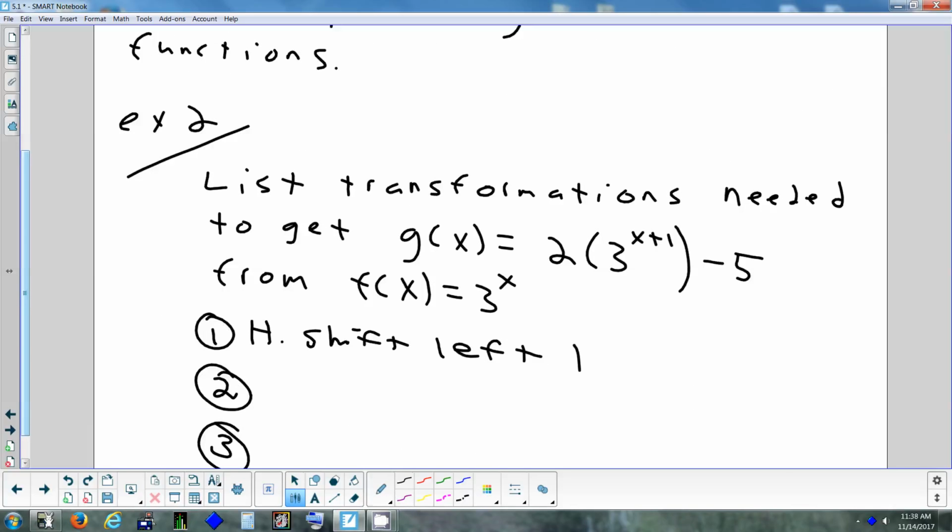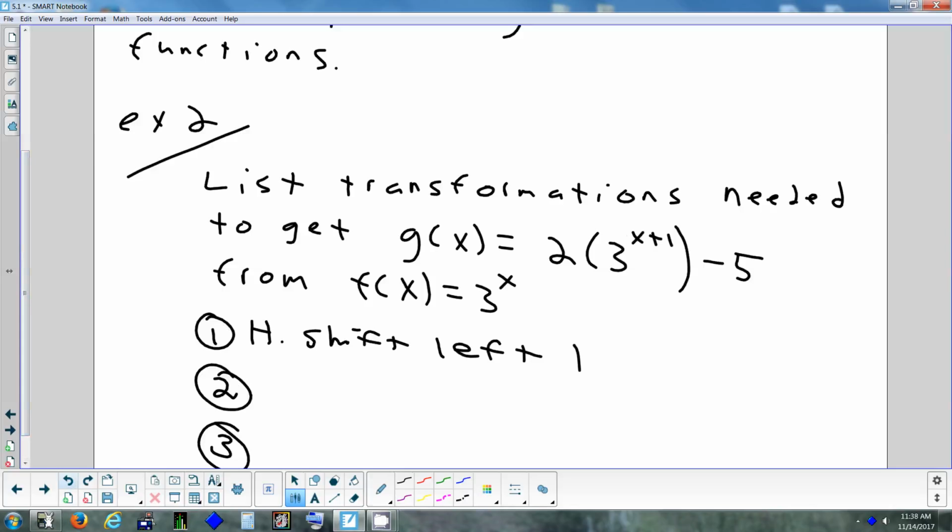There's nothing else inside the parentheses, so we are done with horizontal stuff. The other thing you could have had would have been something like that. If you put a number inside next to x, that's a horizontal stretch. Okay, just like with square roots, same idea.